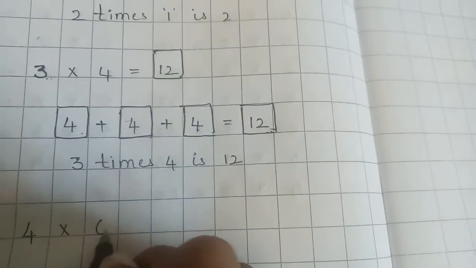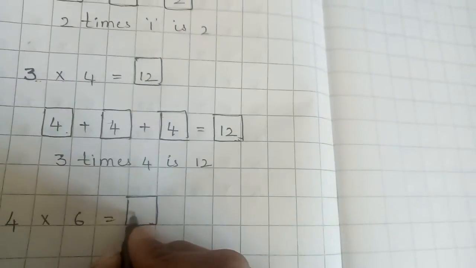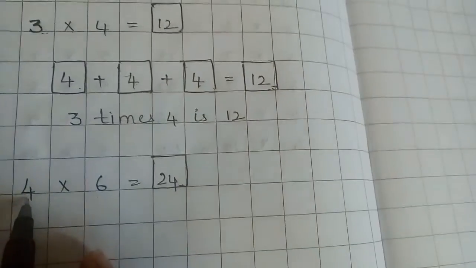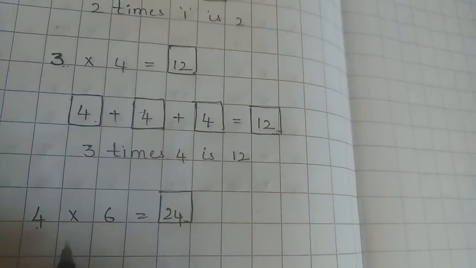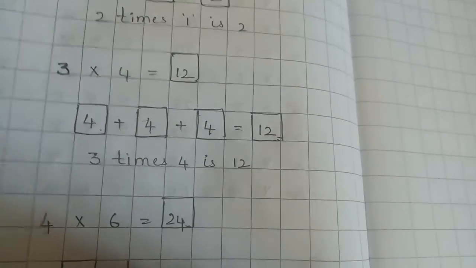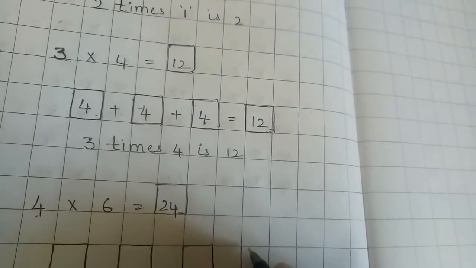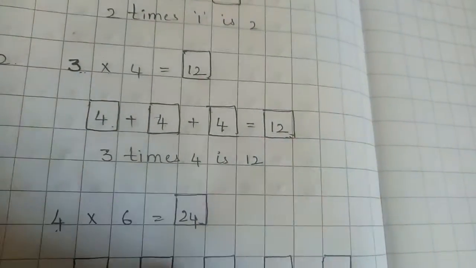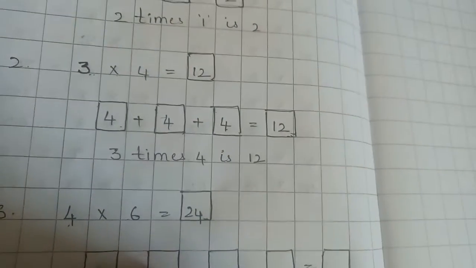4 sixes are 24. That means 4 times 6 is 24. 4 times means 4 groups. Yes, 4 groups, and in each group there are 6.